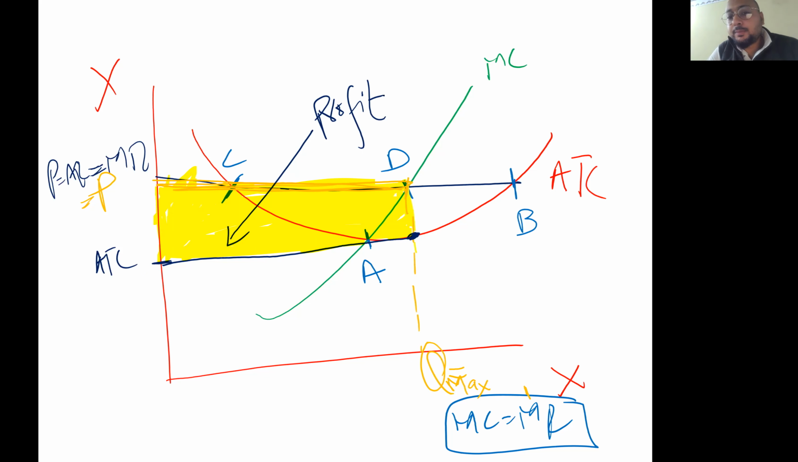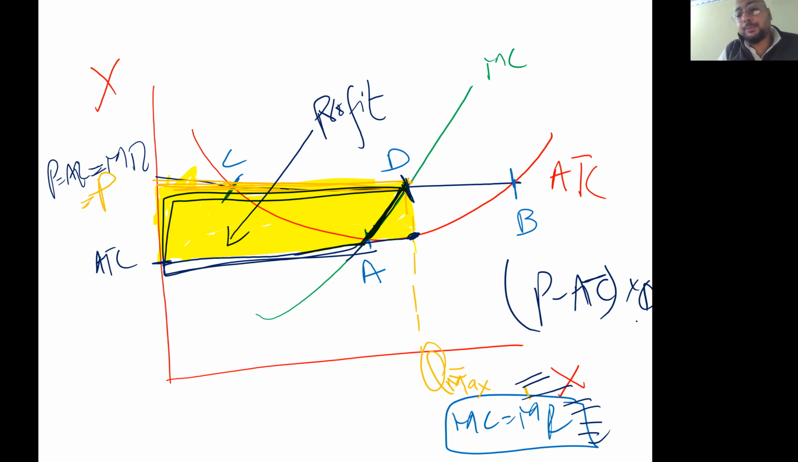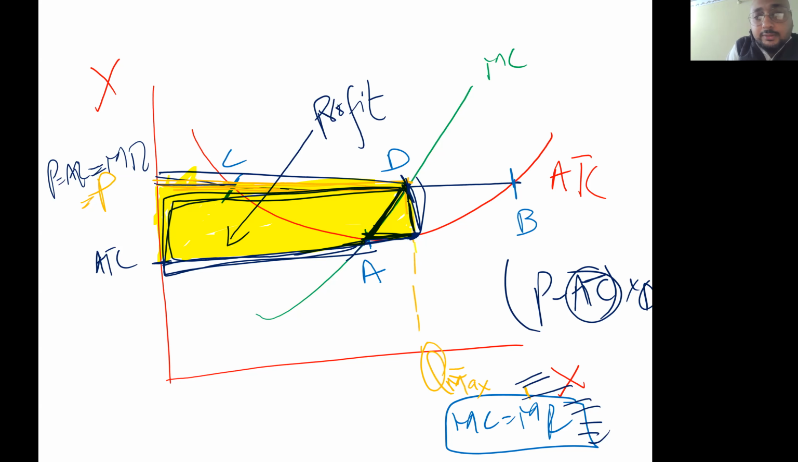All right. So remember, many students get confused. They say okay, this area is the profit. No, because MC is just for this condition, the profit maximizing condition. The profit formula is price minus average total cost multiplied by quantity. So we need to see this average total cost here. This complete rectangle is called profit.